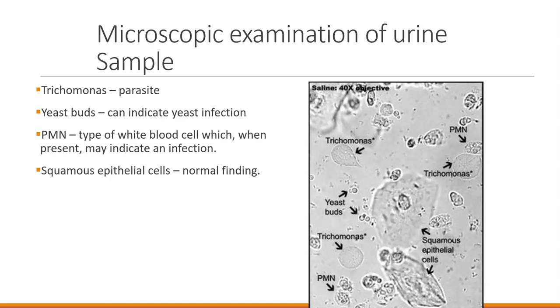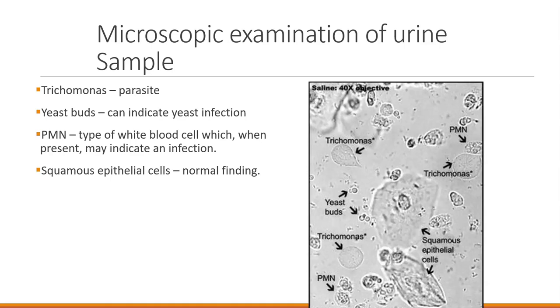PMN is another term for polymorphonuclear white blood cells. And this is a type of white cell which when present may indicate an infection. They pointed to a couple of them, but there's many others in this field. Usually we do enumerate these and we list what is normal. So 0 to 3 PMNs per microscopic field is normal. But when you exceed that, you look at many different fields and you have to do an average of them.